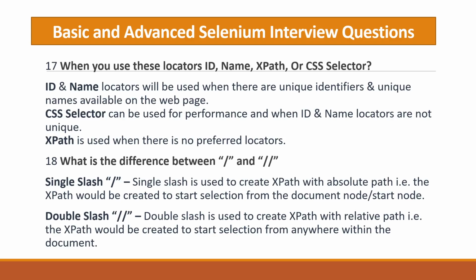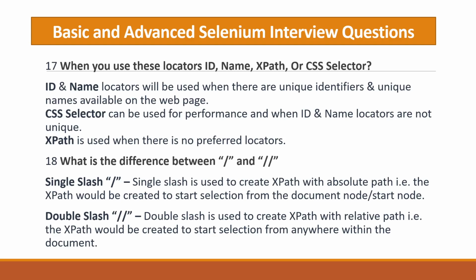Here, what is the difference between single and double slashes? A single slash is used to create an XPath with an absolute path. The XPath would be created to start selection from the document node or start node. So if I am using a single slash, I have to select that XPath from the starting point, that is, from the node to the bottom. That is about the single slash.